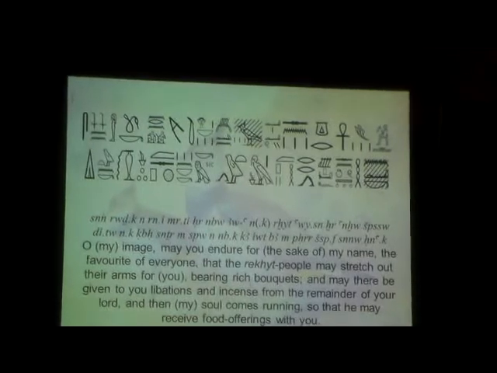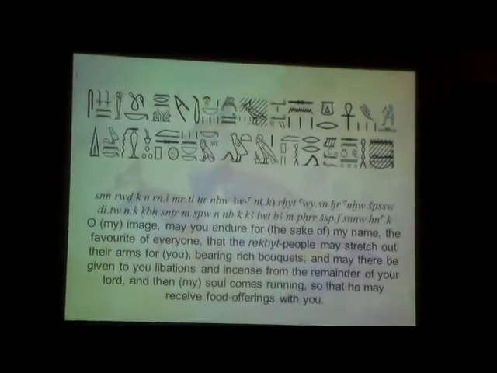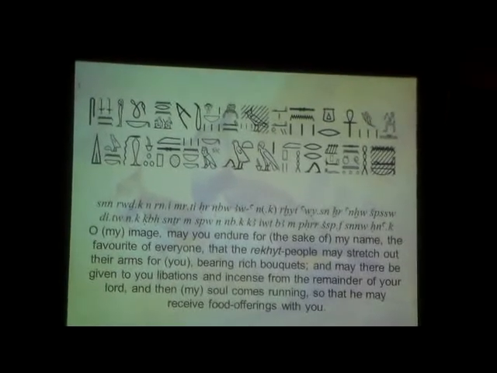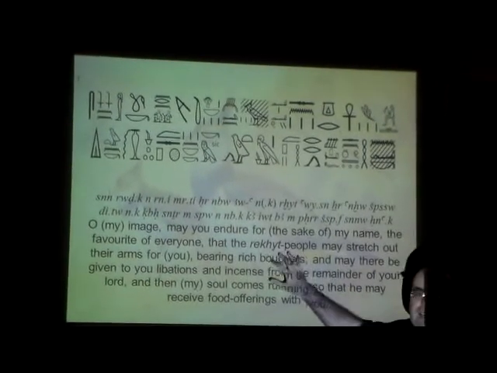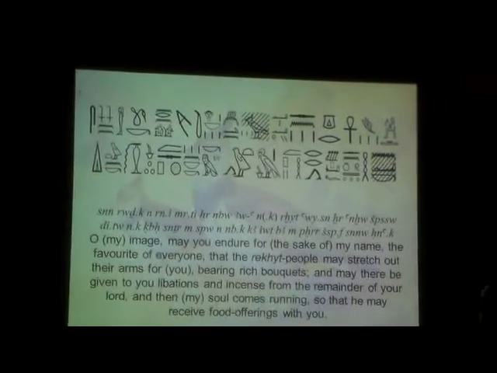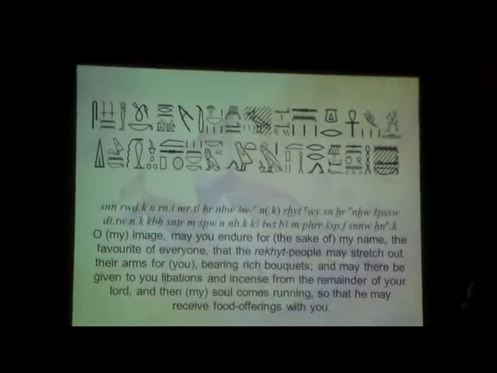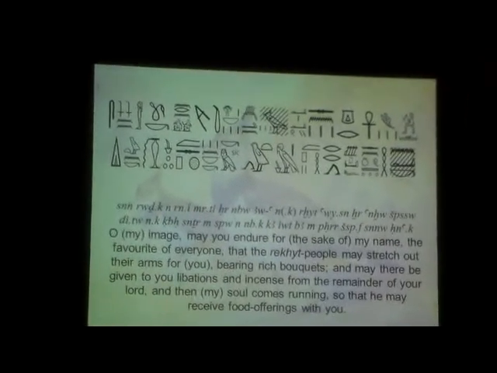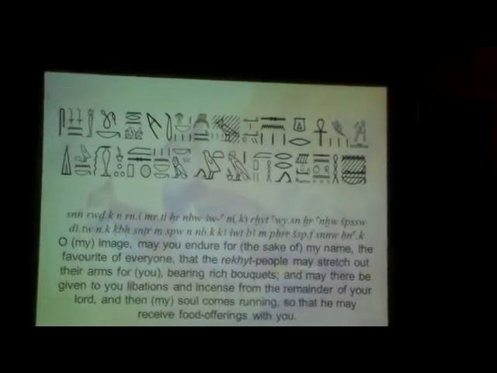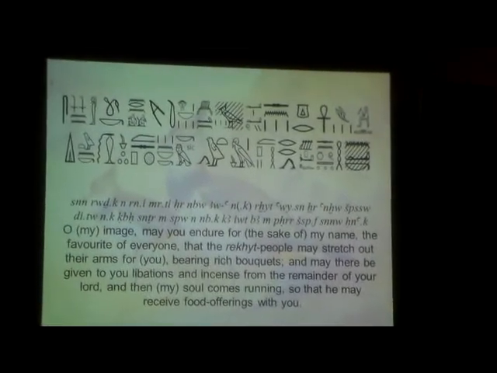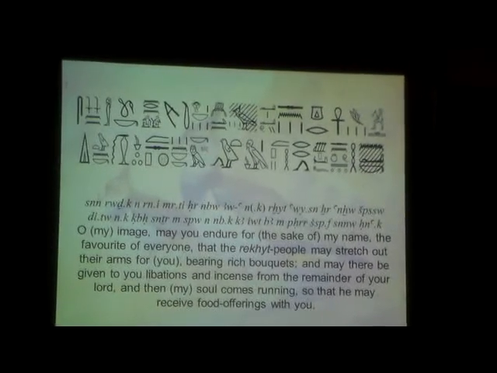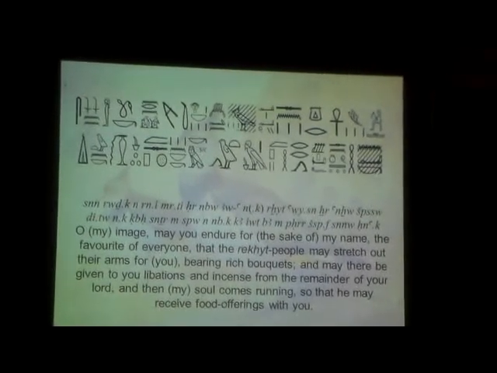So these statues, as I'm sure you know, were set up in the courtyards in order to receive libations, foods, etc. But this one is very interesting because it specifically requests the rekhyt people to come stretching out their arms, carrying food, bouquets, whatever it might be, in order to present to the statue. A clear indication that this statue was accessible to the rekhyt people. Otherwise, why put it on there?